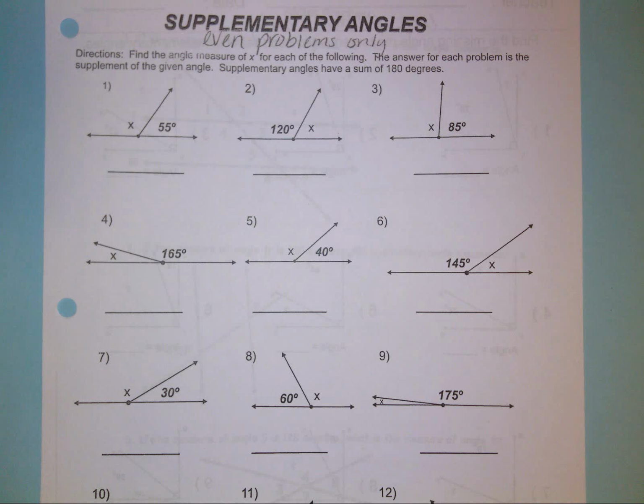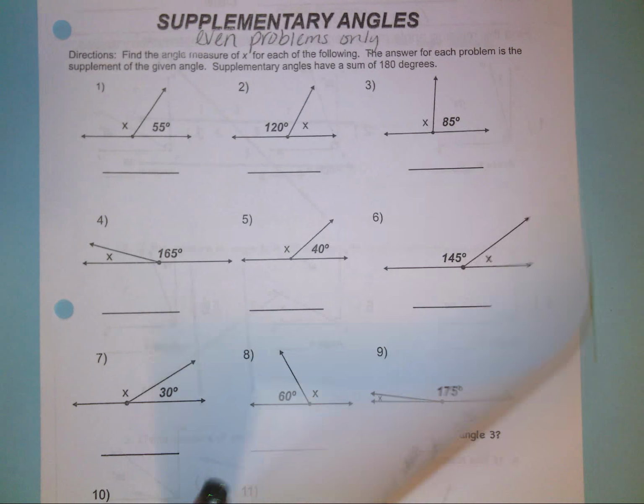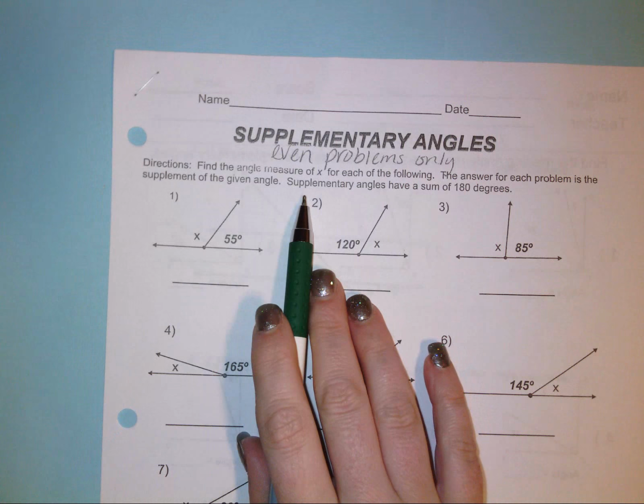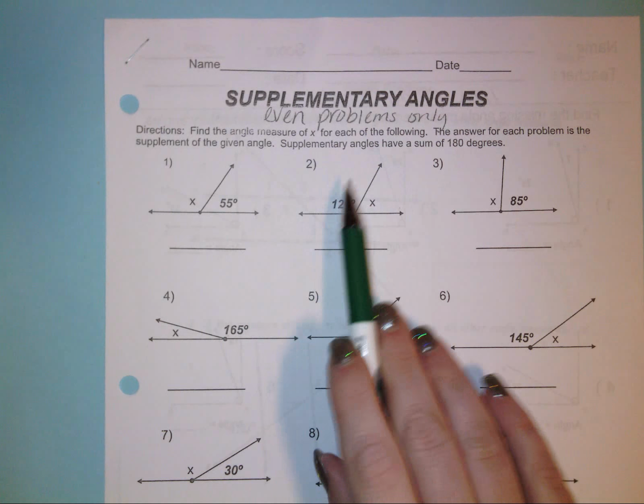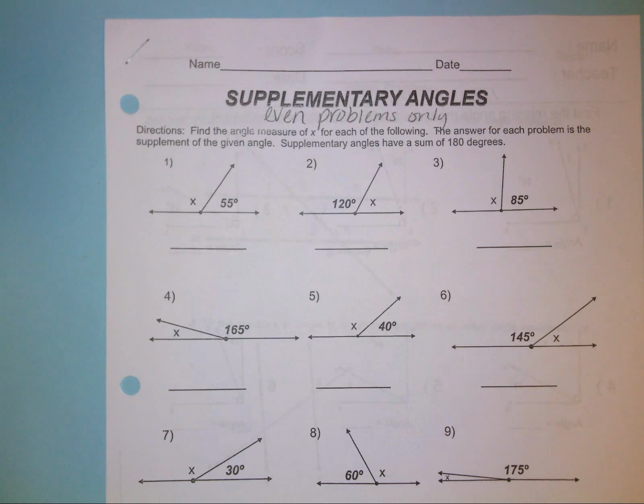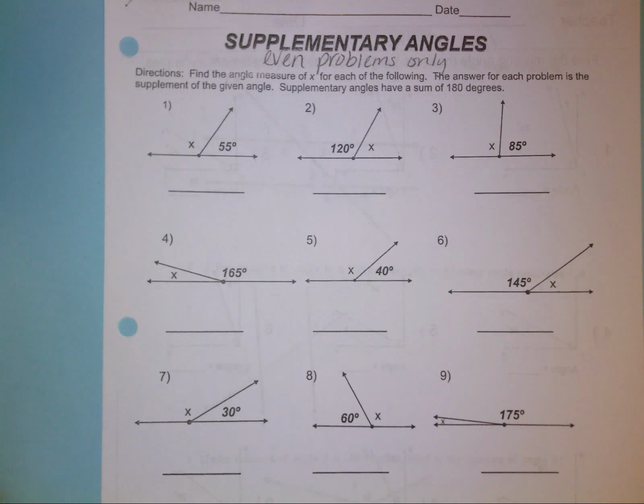This is going to be your homework help video for angles. So make sure you pay attention so that you understand what you're supposed to be doing and you can see exactly how to work the problems. Notice on the first page for supplementary angles, it's even problems only. So you only have to do problems like 2, 4, 6, 8, 10, and 12. If you want to do all of them, I mean, go for it. That's all you, but you do not have to do all of them.